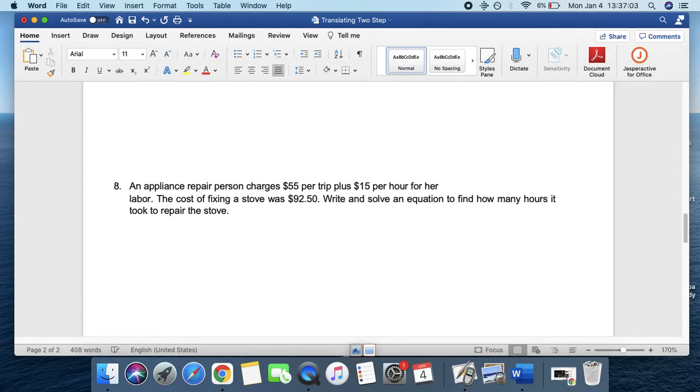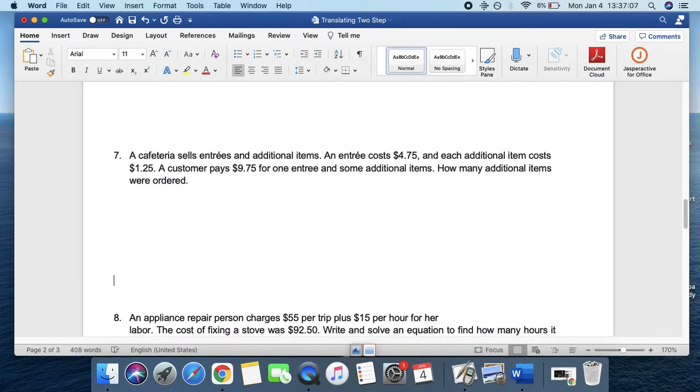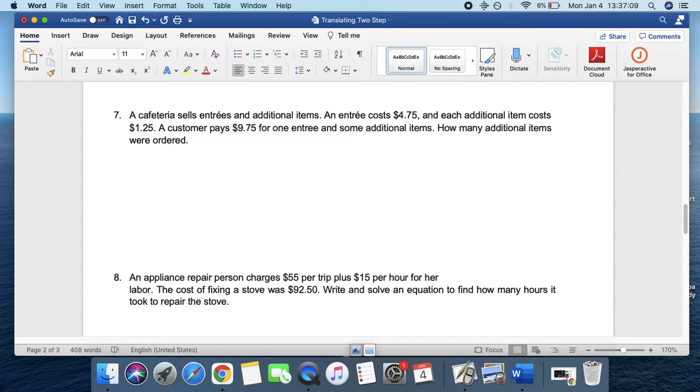All right, so let's go to 7. Cafeteria sells entrees and additional items. An entree costs $4.75, and each additional item costs $1.25. A customer pays $9.75. How many for one entree and some additional?